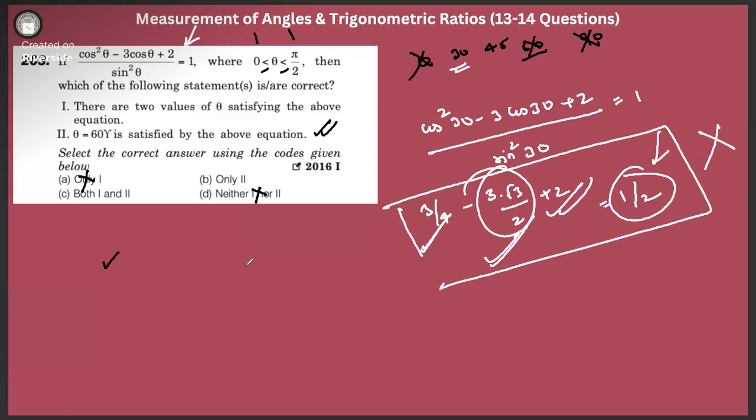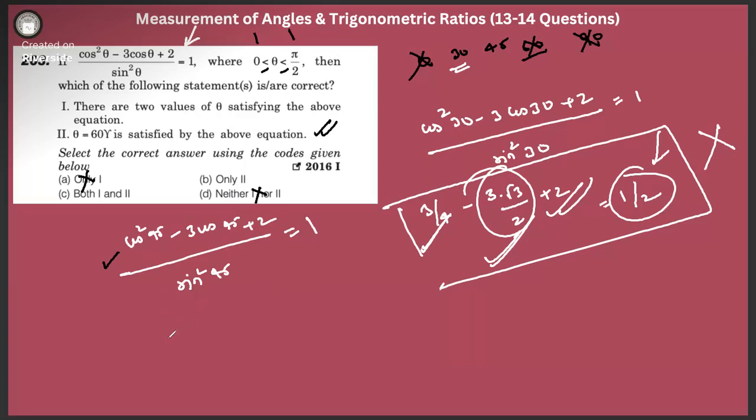So we don't have to check any further, right? Now let's check theta is equal to 45. Cos square 45 minus 3 cos 45 plus 2 divided by sine square 45 is equal to 1. It should be giving us 1.